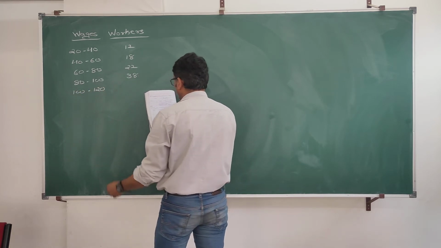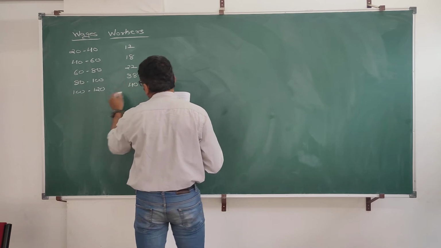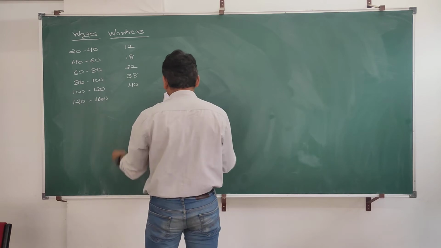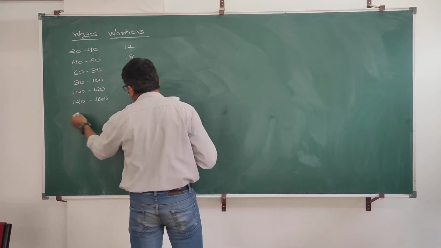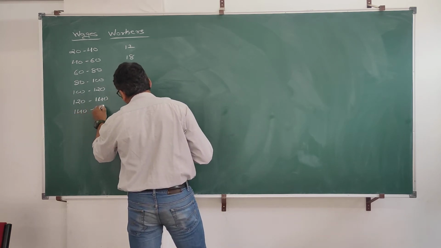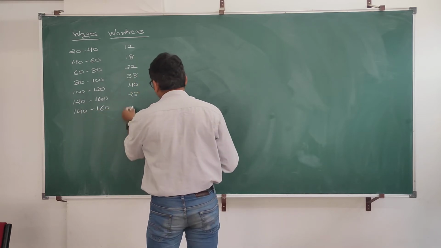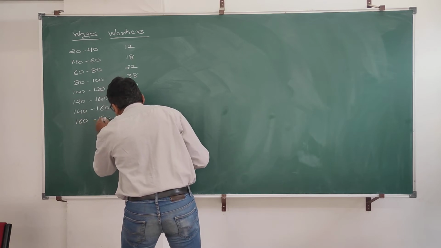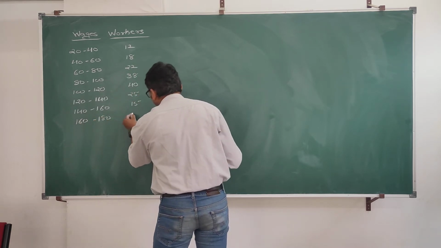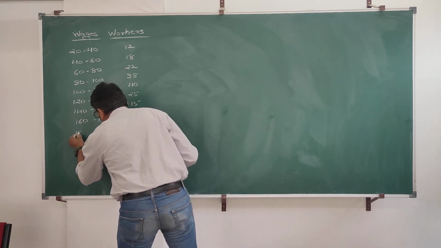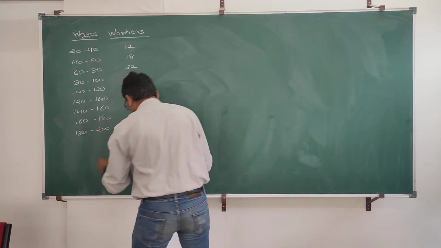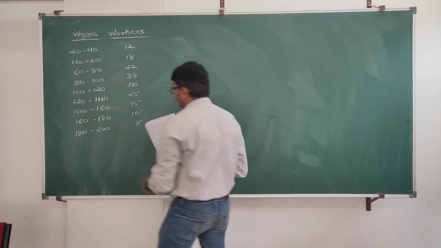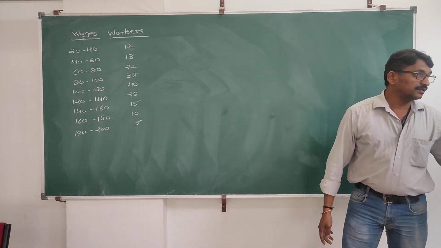100 to 120, 40. 120 to 140, 25. 140 to 160, 15. 160 to 180, 10, and 180 to 200, frequency 5. That is number of workers 5. Okay, this is the information given to you.